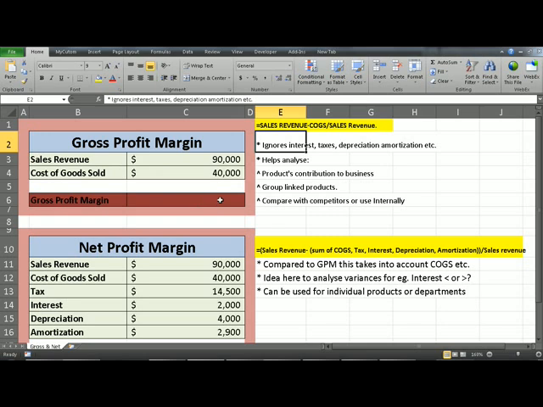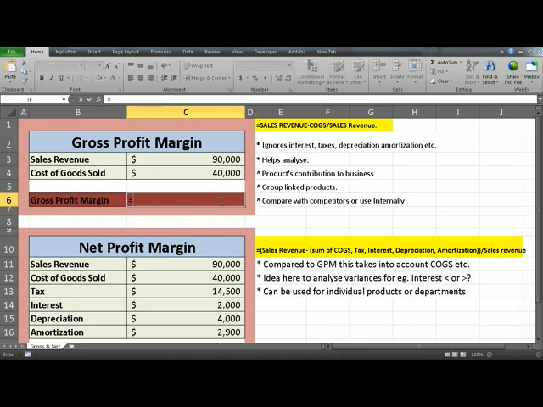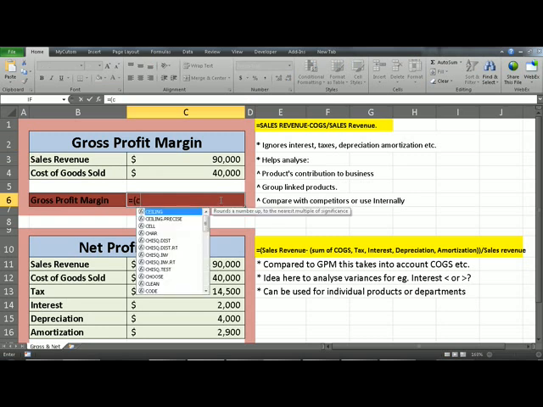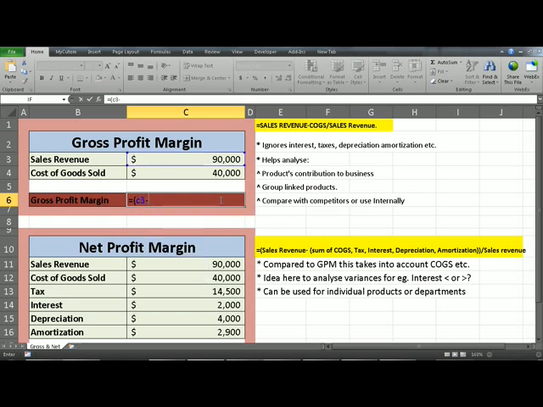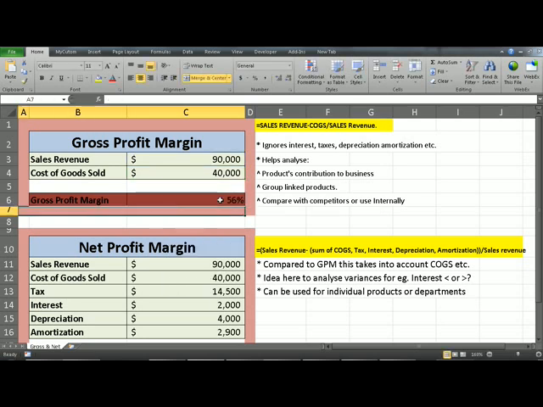So how do we calculate this? To calculate, click in C6, equals, open parentheses, sales revenue, which is in C3, minus COGS, cost of goods sold, which is in C4, close the parentheses, divided by C3, which is the sales revenue, hit enter. In this particular case, the answer is 56%. So that's relatively a good number.